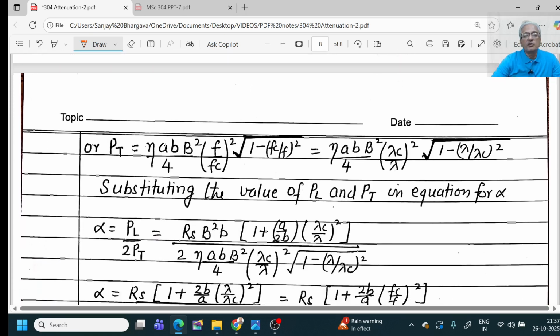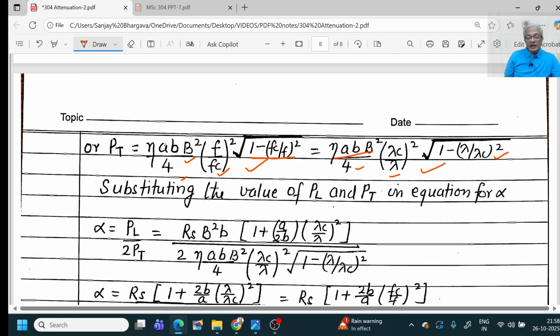So we have the equation for power transmission: eta a b b squared upon 4 (f by fc) whole squared under root of 1 minus (fc by f) whole squared. In terms of wavelength, it can be written as eta a b b squared upon 4 (lambda c by lambda) whole squared under root of 1 minus (lambda by lambda c) whole squared. So the first part of the equation is in terms of frequencies, the second part of the equation in terms of wavelength.